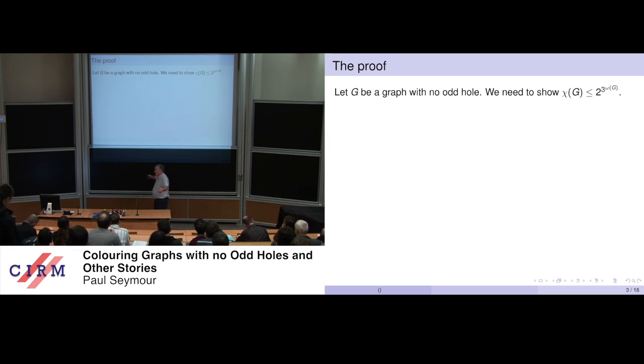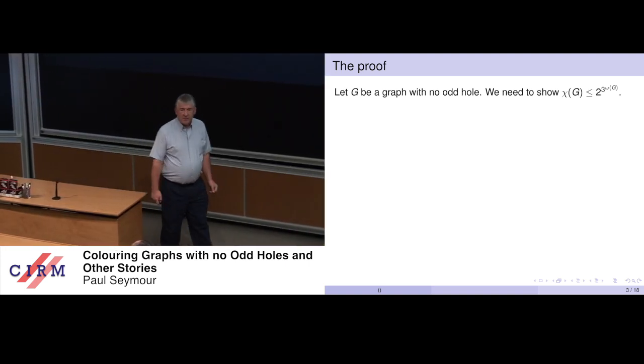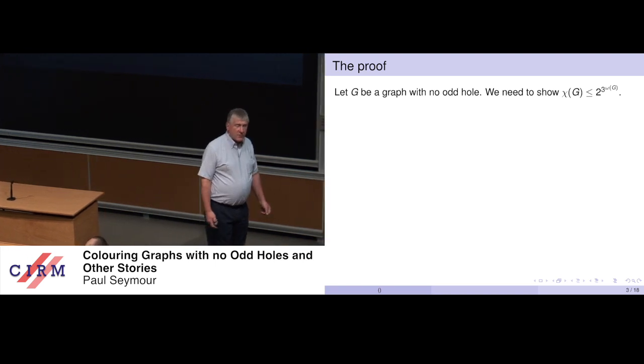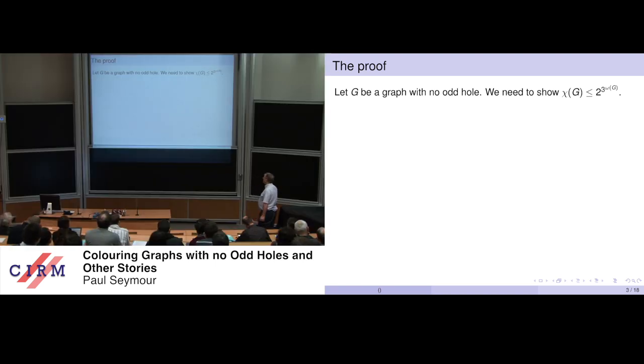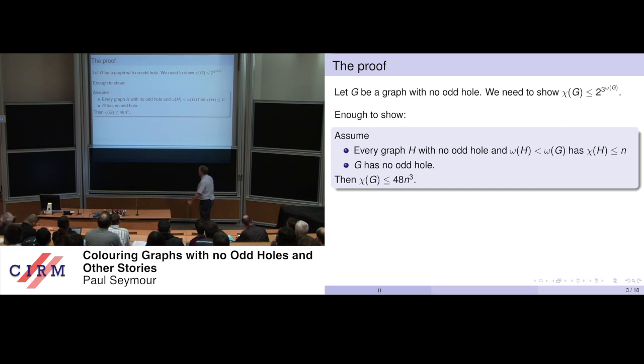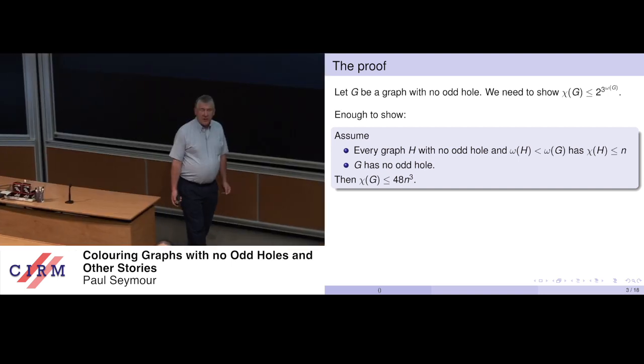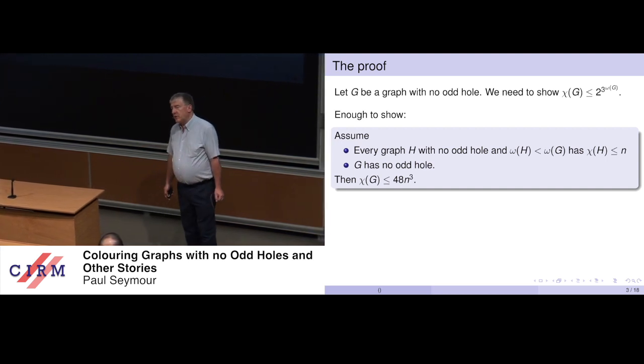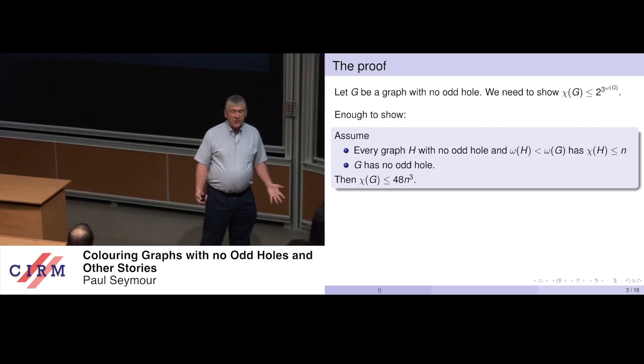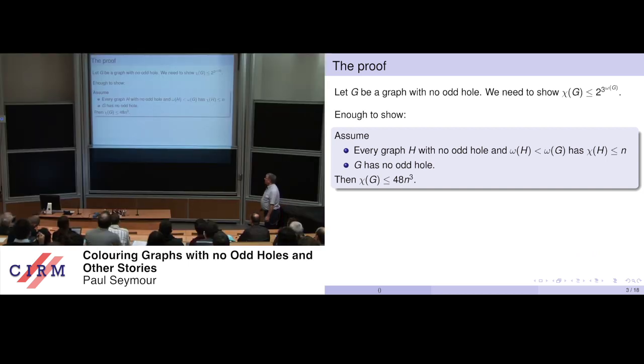Okay, so here's a graph. It's got no odd holes, and we want to prove its chromatic number is bounded by a function of clique number. We'll do induction on the clique number. So we'll assume it's true for graphs with smaller clique number. Is everybody clear so far what an odd hole is, what we're proving? So we're proving this by induction on clique number. We'll assume every graph with smaller clique number than G has chromatic number at most n, and then it's enough to prove that the chromatic number of G is at most some function of n. We're going to prove 48 n cubed.